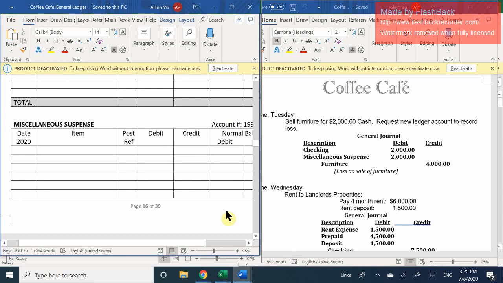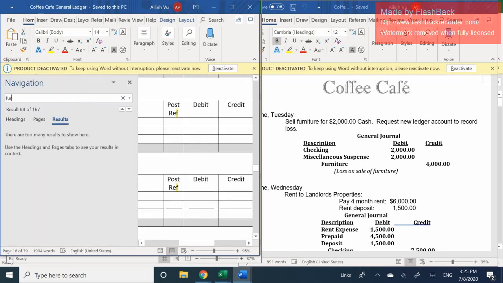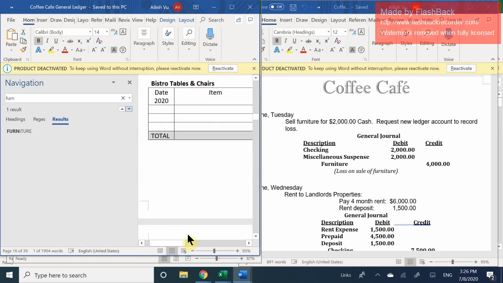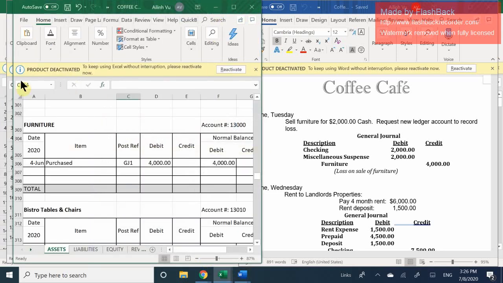Oh, it's not 9. Page 9. Yes, page 9 in the middle. Yes, furniture, page 9 in the middle. Yes. Good. Okay, so furniture.